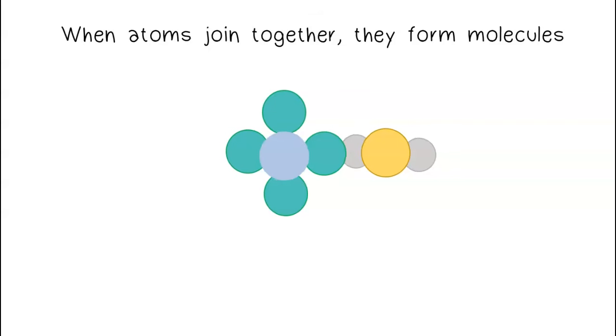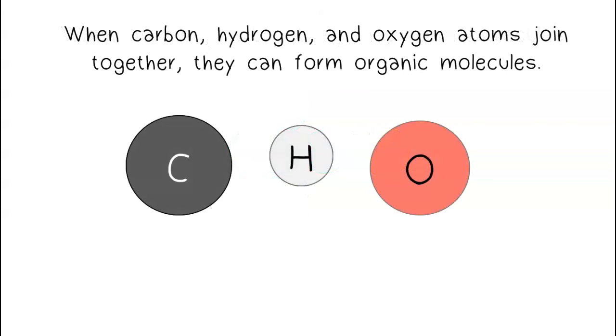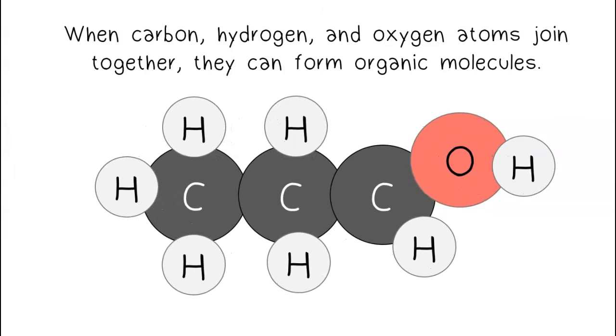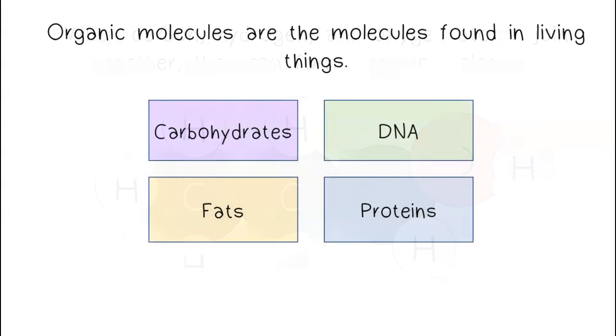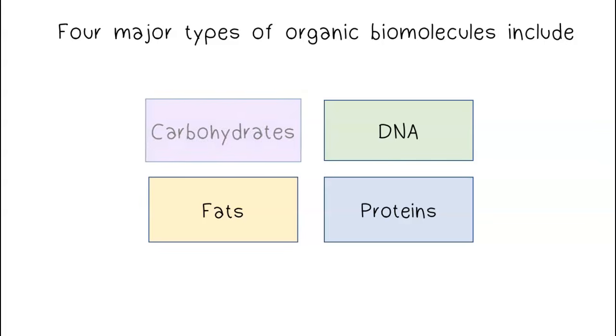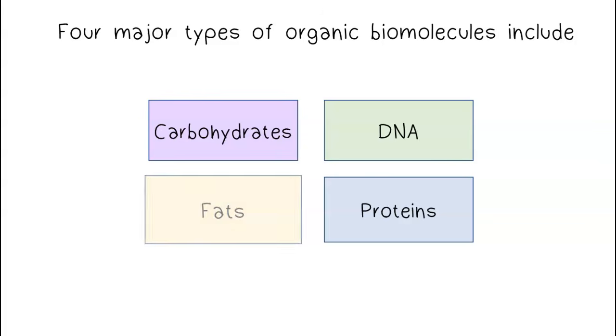When atoms join together, they form molecules. When carbon, hydrogen, and oxygen atoms join together, they can form organic molecules. Organic molecules are the molecules found in living things. Four major types of organic biomolecules include carbohydrates, DNA, fats, and proteins.